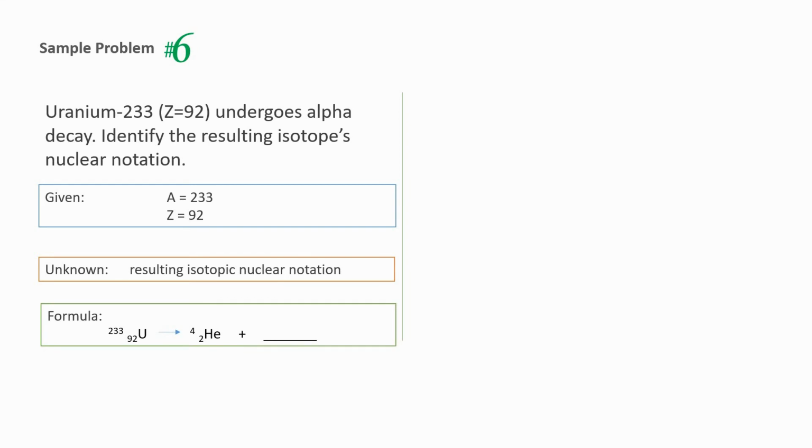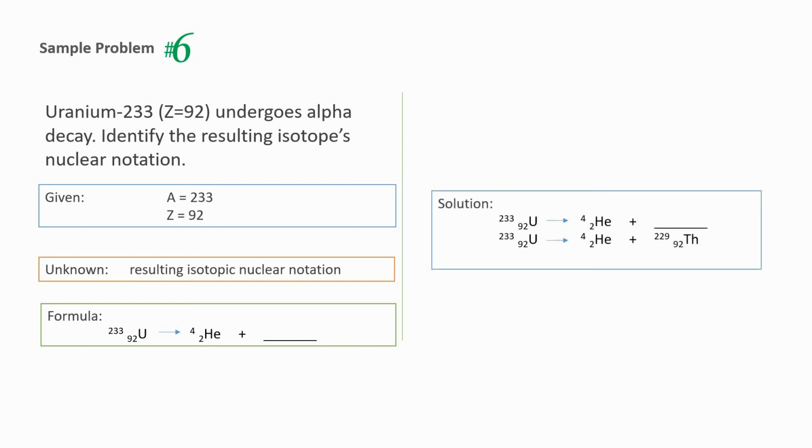Notice that uranium is already there, and the alpha particle is already written, which is again 4, 2, helium, and we only need to find what goes in the blank. Since 233 is going to decrease by 4 for its mass, what is going to be the new element? It's going to be 220 with 229 and 92, and it's going to be thorium. Again, it's going to be thorium.